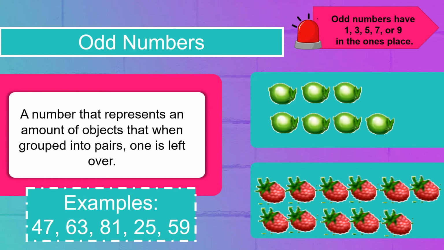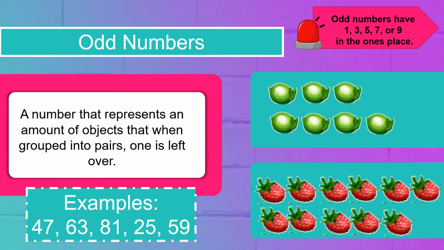All right, boys and girls, these are odd numbers. An odd number is a number that represents an amount of objects that when grouped into pairs, one is left over. Some examples of odd numbers are 47, 63, 81, 25, and 59. Odd numbers have 1, 3, 5, 7, or 9 in the ones place.